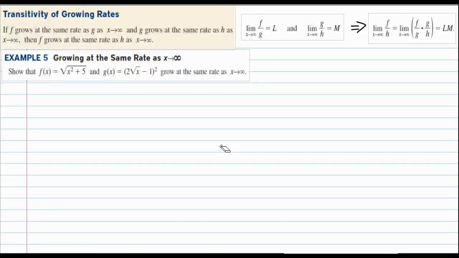This is the screencast for section 8.3, example 5. Now, transitivity of growing rates. If you remember the transitive property, it kind of means it can be passed along.